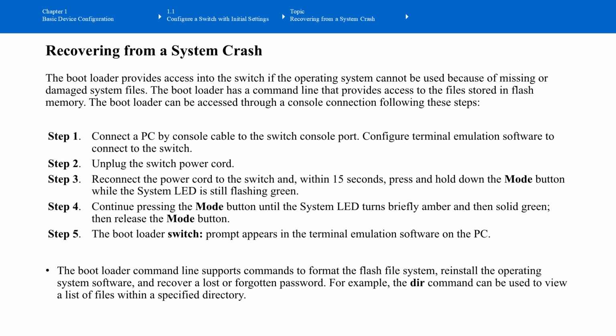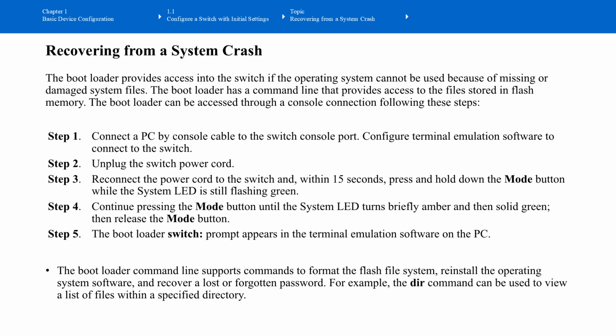Next step, reconnect the power cord to the switch. Within 15 seconds, press and hold down the mode button while the system LED is still flashing green. And step 4, continue pressing the mode button until the system LED turns briefly amber and then solid green. When it's green, that means it received data correctly. The bootloader switch prompt appears in the terminal emulation software on the PC.